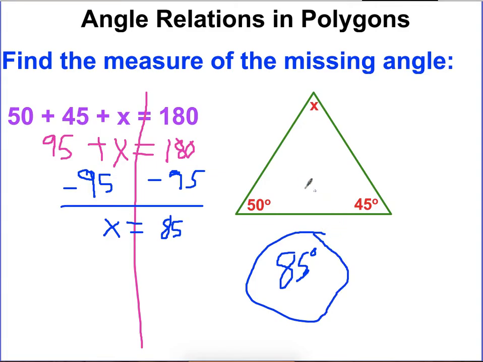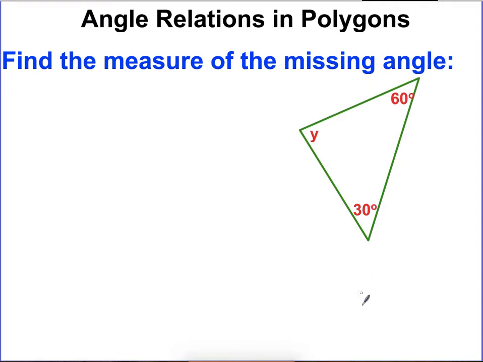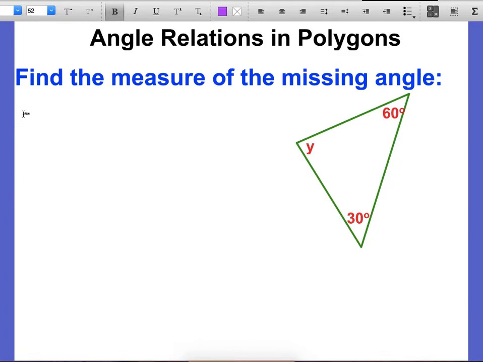And you can check that too. We can do 50 plus 45 plus 85, and that will equal 180. That means that we did that correctly. Let's look at another couple examples here. Here's another triangle. Now notice this one is slanted. And remember that that doesn't matter. We're going to use the same type of equation. Add the angles together. 30 plus 60 plus y equals 180.